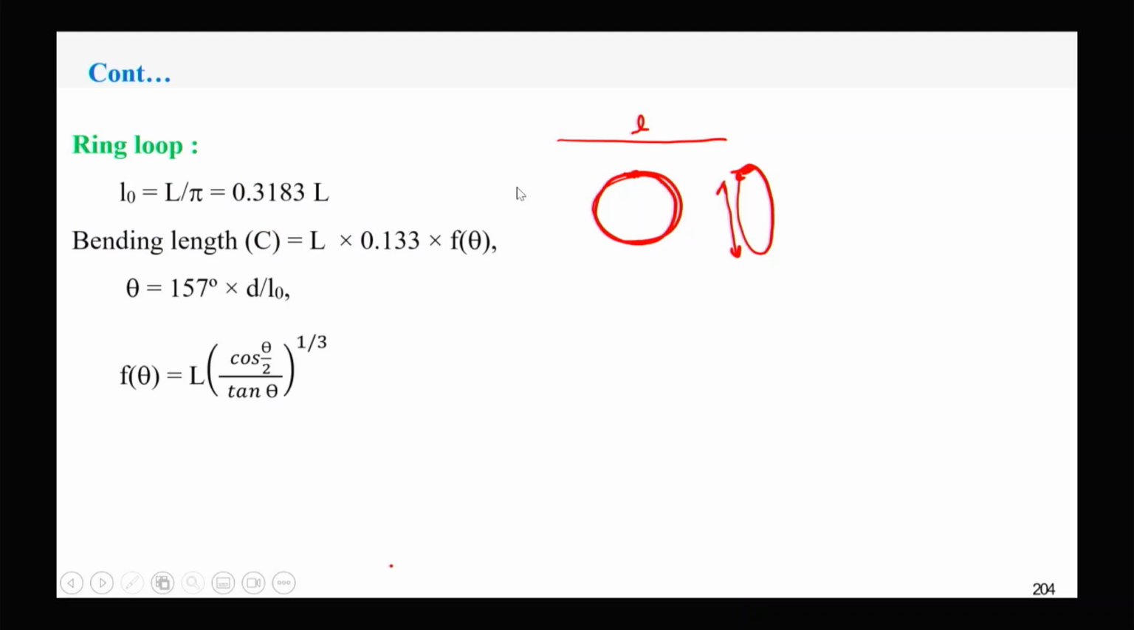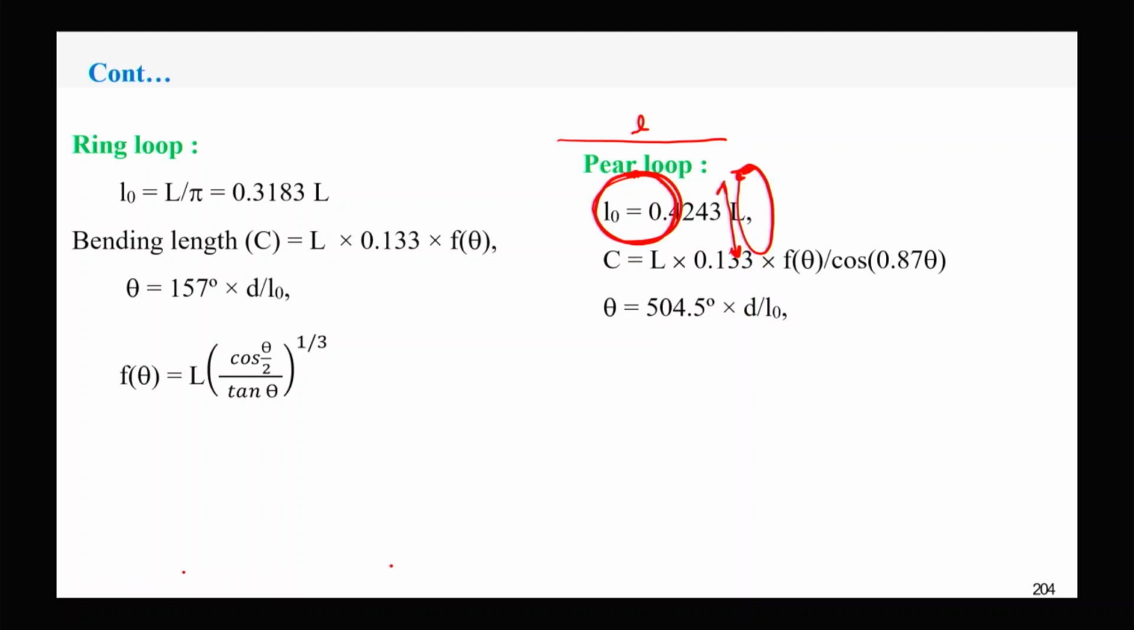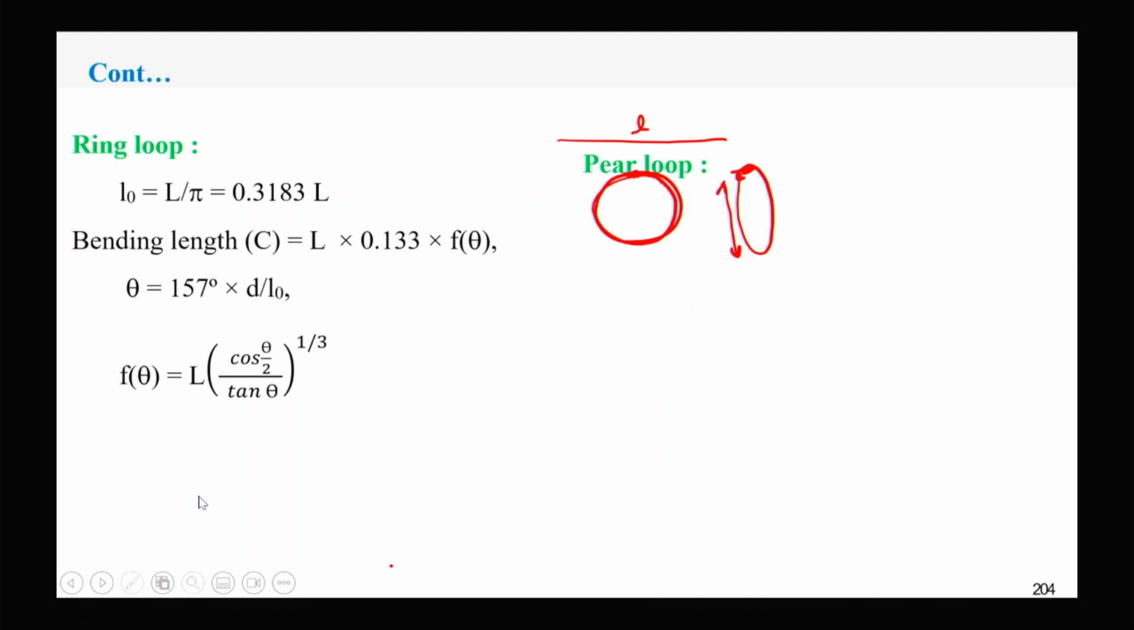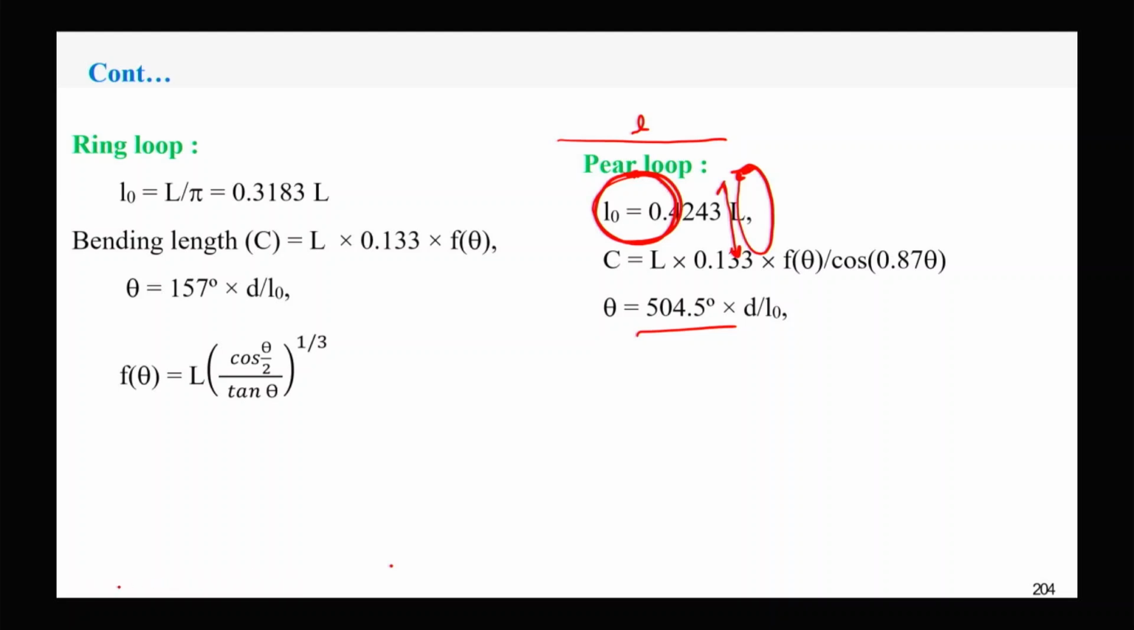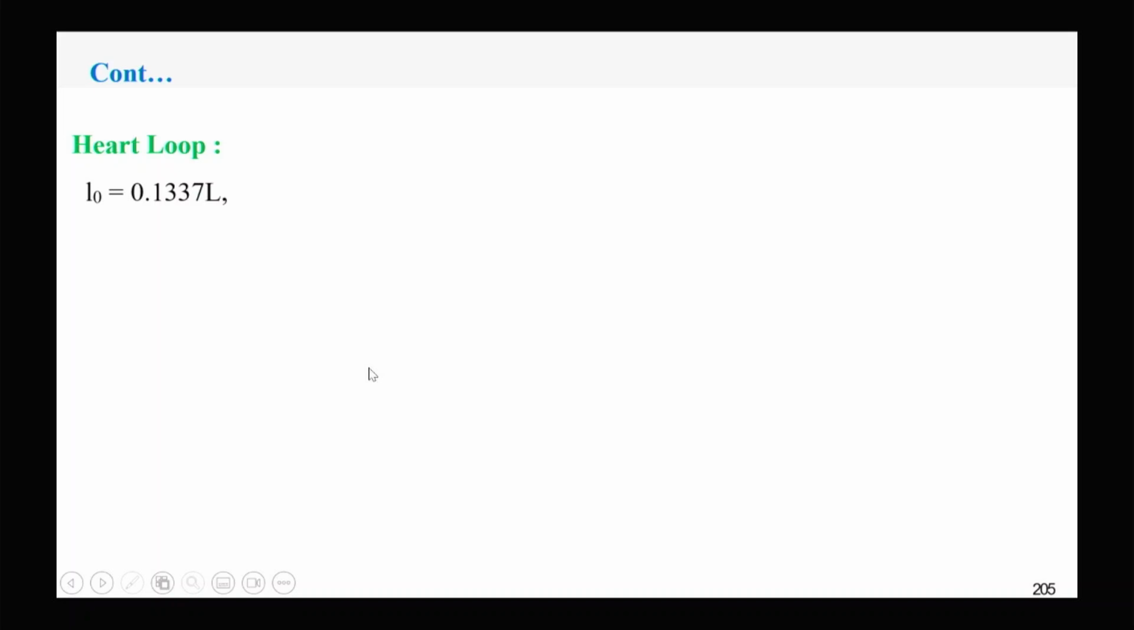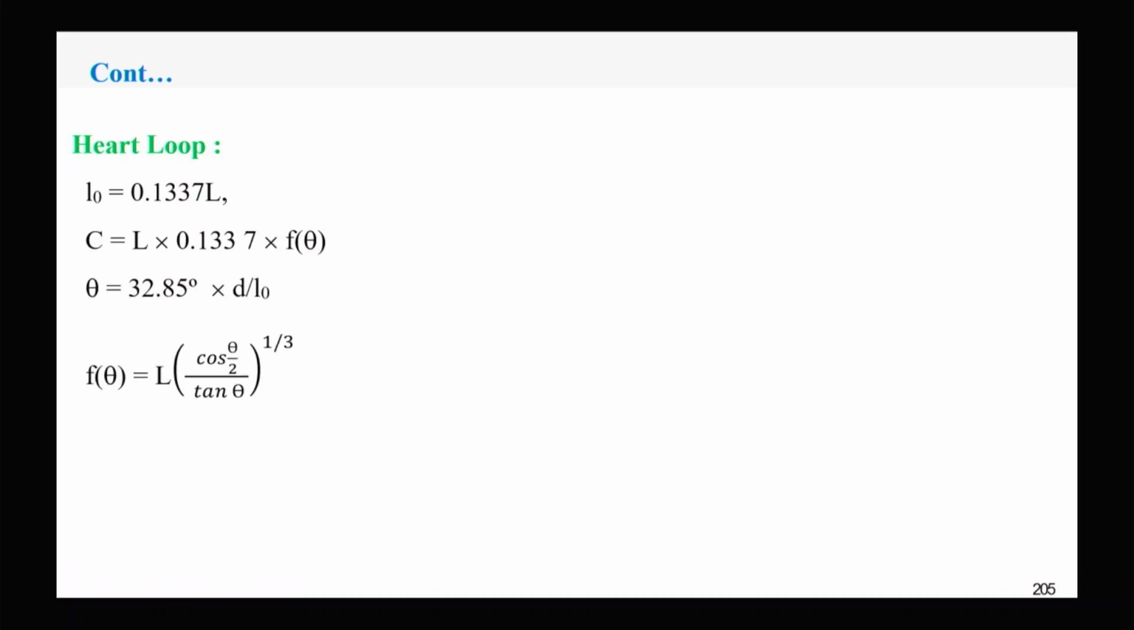we have different relationships, and we can get them. So this is the peer loop. For the peer loop, we will get a different relationship. This is for the peer loop, the ring loop, and for the heart loop, we have a different relationship. This is the relationship for the heart loop.